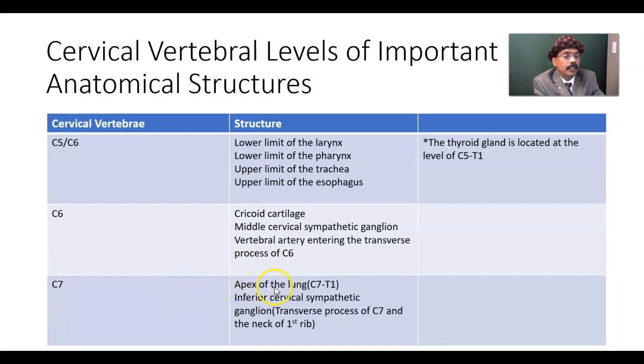C7 will get the apex of the lung, level C7, T1. Inferior cervical sympathetic ganglion, at the level of the transverse process of cervical vertebra 7 and the neck of the first rib. The inferior cervical sympathetic ganglion often unites with the first thoracic sympathetic ganglion and forms the stellate ganglion, or cervicothoracic ganglion.